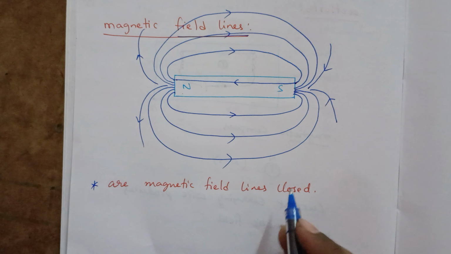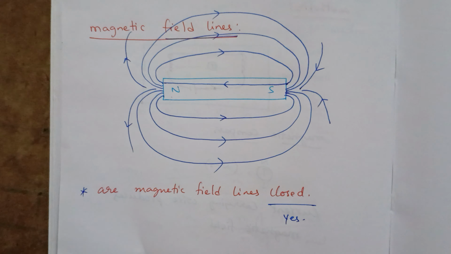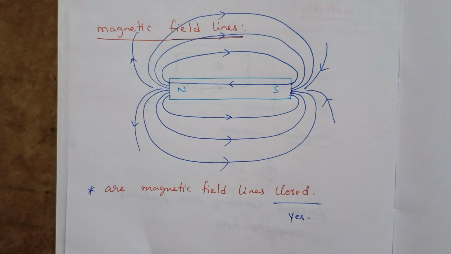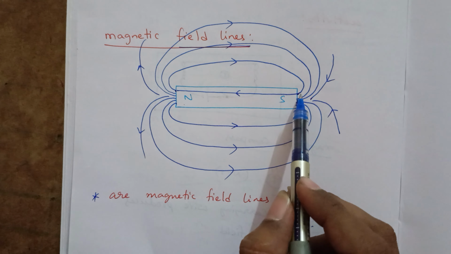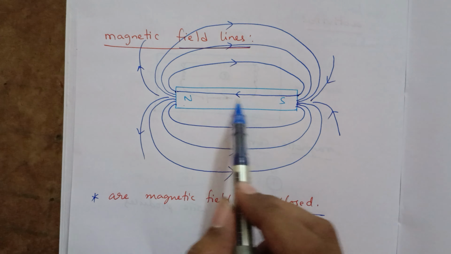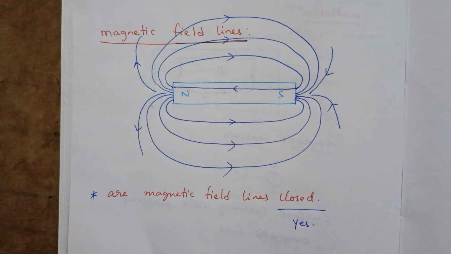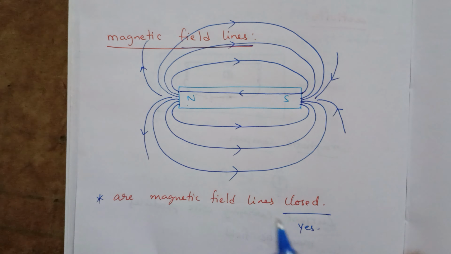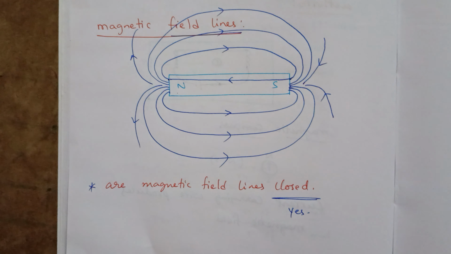Are magnetic field lines closed? Yes, magnetic field lines are closed. They start at the north pole and end at the south pole outside the magnet, and travel from the south pole to the north pole inside of the magnet. So we can say magnetic field lines are closed.